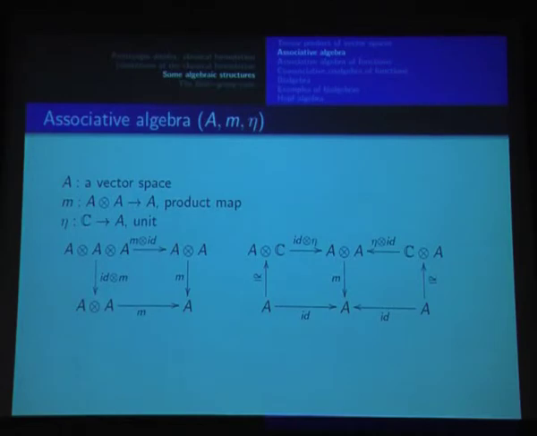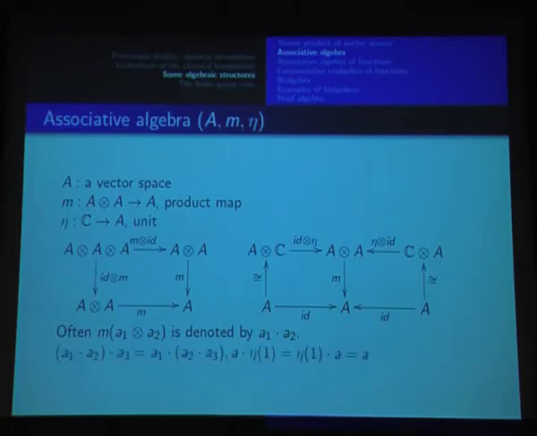Here also something similar. From A tensor C I have an isomorphism which we just stated. This is the identity map, and here to here I have this map, identity tensor eta. Then I multiply, same thing. So these conditions can be written down much more easily. Namely, if we make use of this notation that M of A1 tensor A2, if we denote this object by A1 dot A2, then this condition means this one.